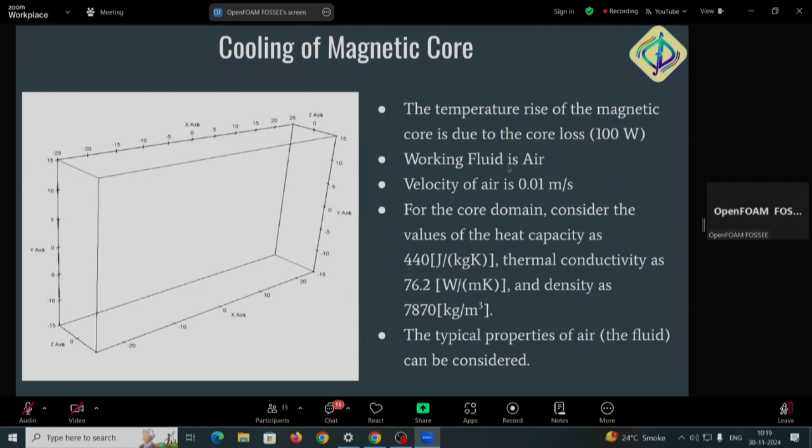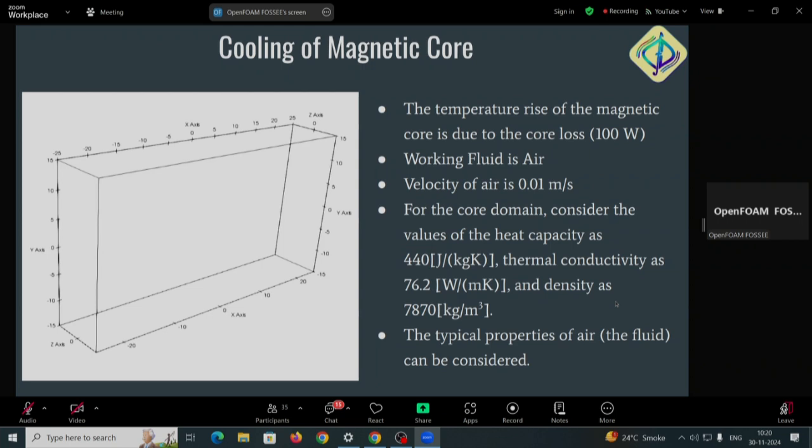For that reason, we are taking a simplified form of the core. Generally, the core will have some hollow patches, but we are considering it to be solid for ease, so that we are able to mesh it quickly and demonstrate. But in practical cases, the core will also have hollow sections. Now this core is 50 mm wide, 30 mm tall, and 10 mm in thickness. We are considering the working fluid to be air. The air velocity we are taking as 0.01 meter per second. And these are some of the properties of the solid core.